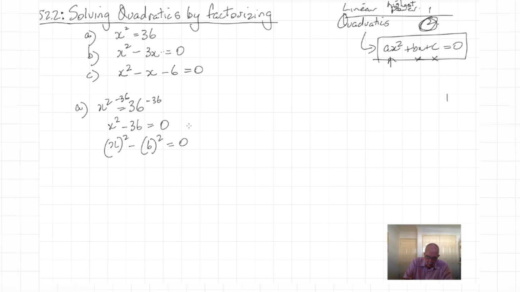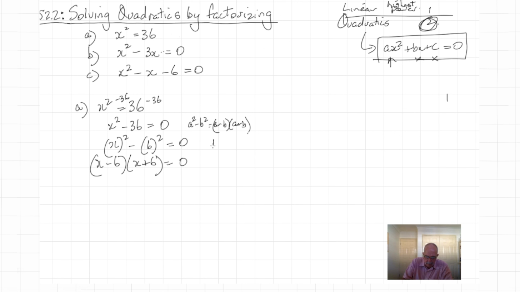And you may recall that a squared minus b squared has a special factorisation, and that's called the difference of two squares. These are both square numbers, and that's a minus b, a plus b. So what we've got to do here is our a is x and our b is 6, so that'll be x minus 6 times x plus 6 equals 0.